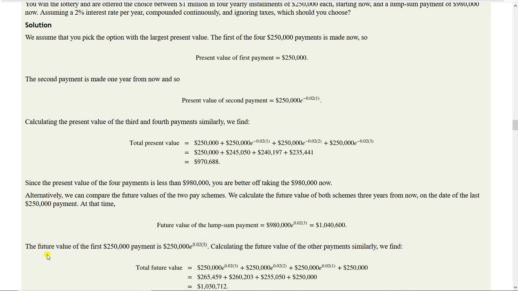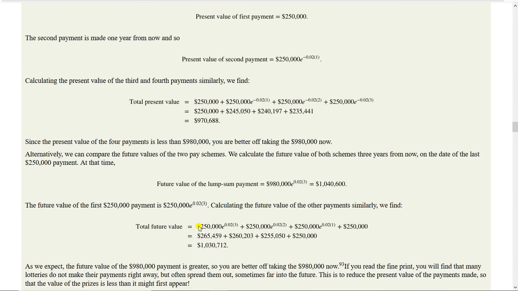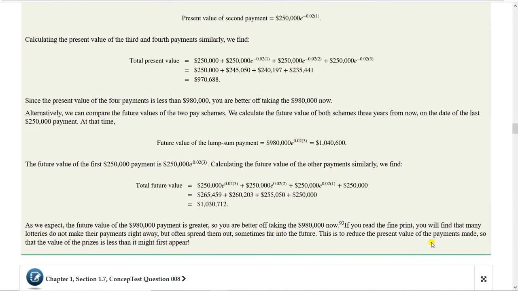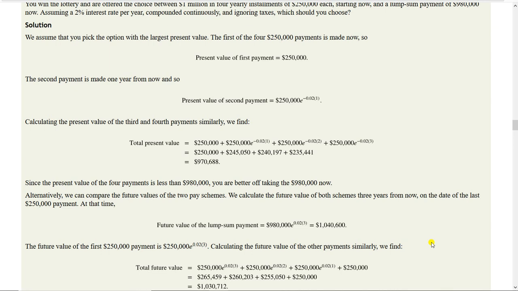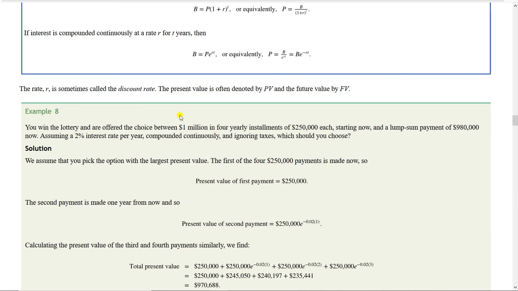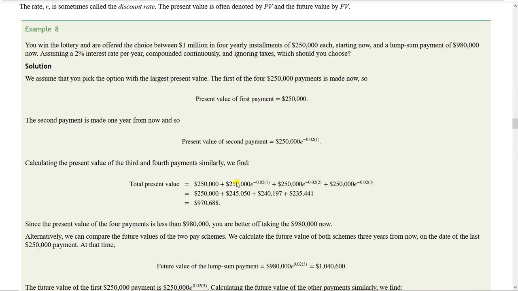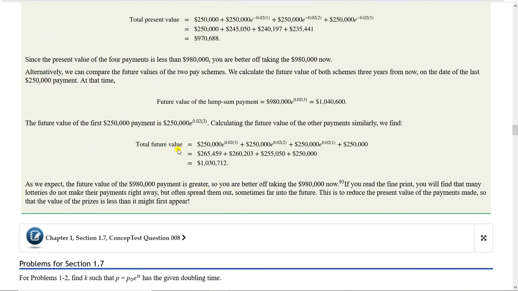Now let's try to find the future value of the other payments. So again, I'm doing the same thing. We are trying to find the future value of the other 4 payments with 250k each. So I'm using the same formula. We are trying to find the future value. So the future value is B. So B equals P e^(rt), and we are finding the total future value here.